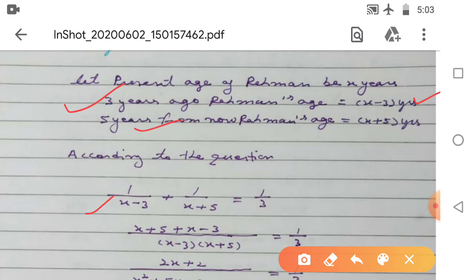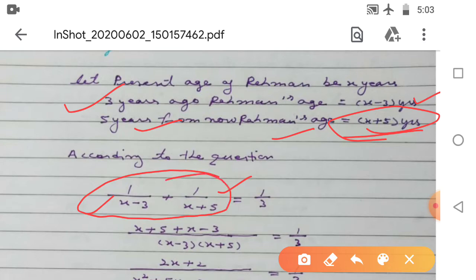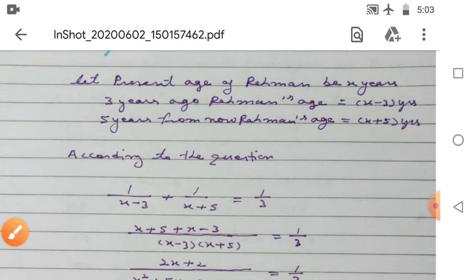And 5 years from now the age will be x plus 5 years. What is the reciprocal of this? It is 1 upon x plus 5. And the question is saying the sum of the reciprocals of these two ages is equal to 1 by 3, right. So, we have 1 upon x minus 3 plus 1 upon x plus 5 is equal to 1 by 3.